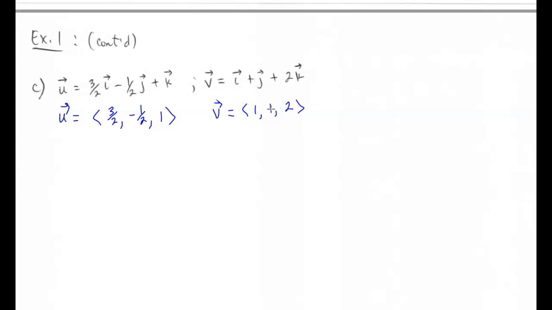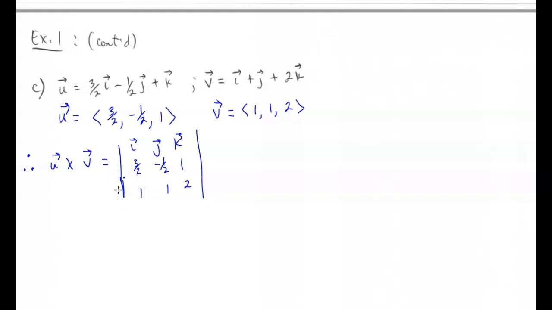So again, since we don't have the angle in between these two vectors explicitly known, we're going to use the determinant form of the cross product to be able to figure out what this pseudo vector will be. So say that u cross v is going to be, and we will do this determinant here, 3 halves, minus 1 half, 1, and then 1, 1, 2.